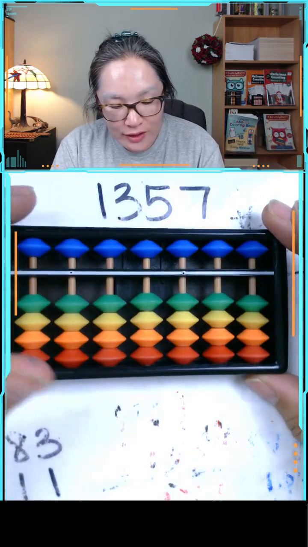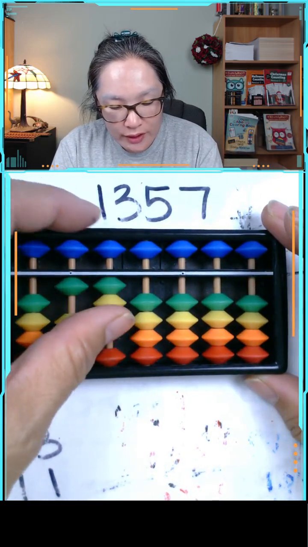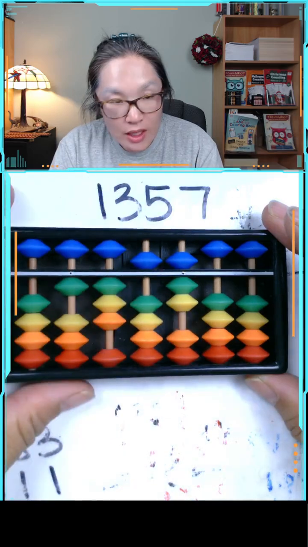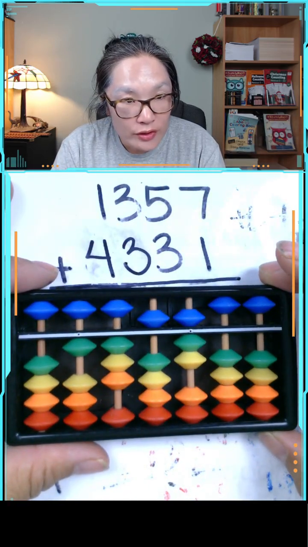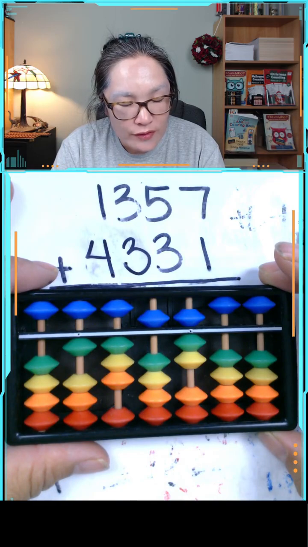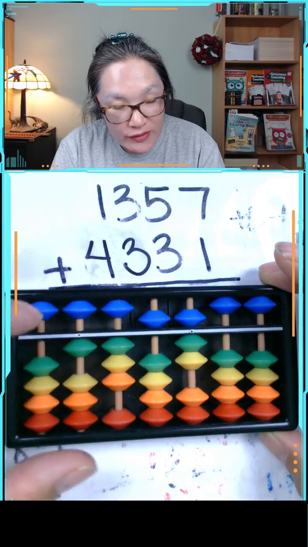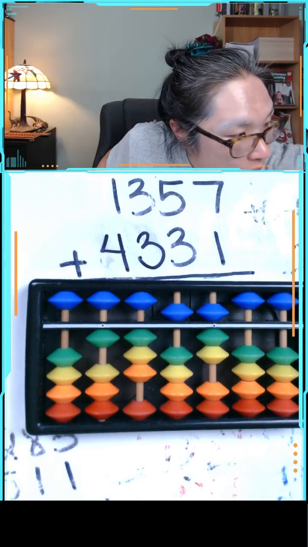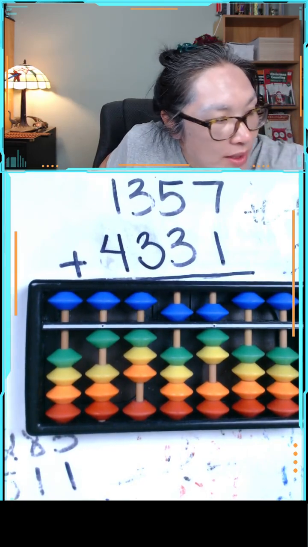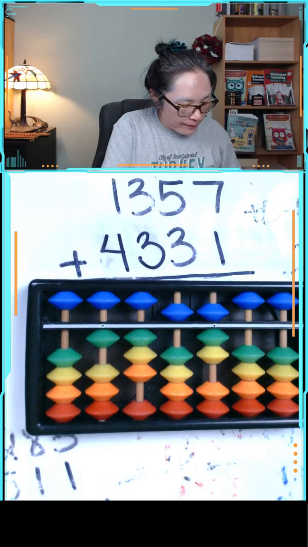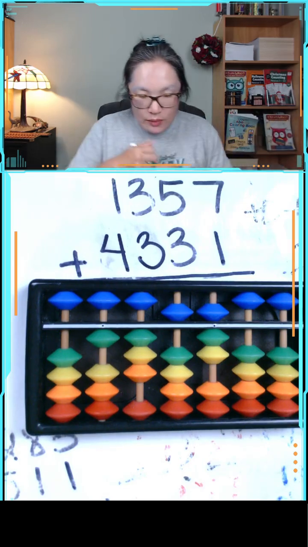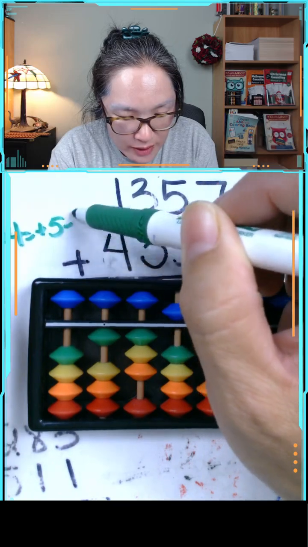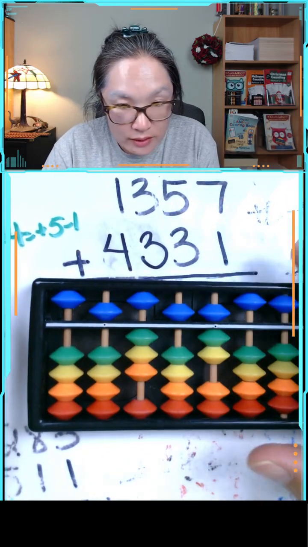So we have this one. We have 1, 3, 5, and 7. 1,357. And then what we're going to do is add 4,433. Well, do we have enough to add the 4? No, but we remember how to add the 4. To add the 4, all we had to do was plus the 5 minus the 1. To plus the 4, we had to plus the 5 minus 1. And then we did it again.